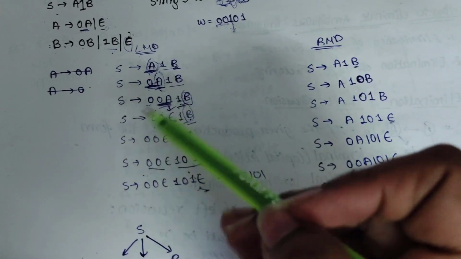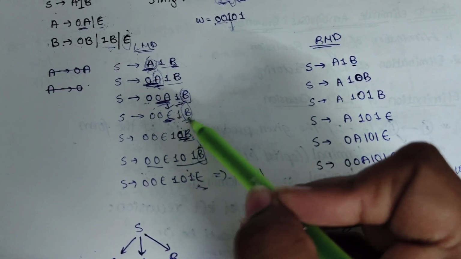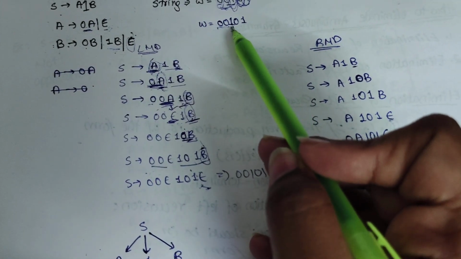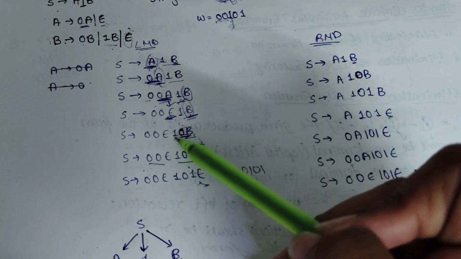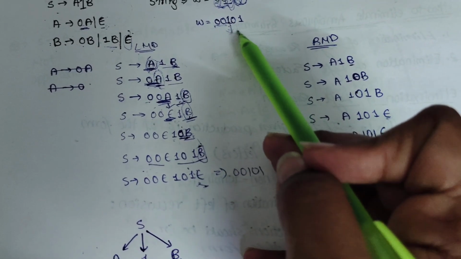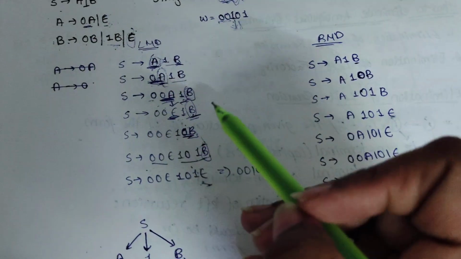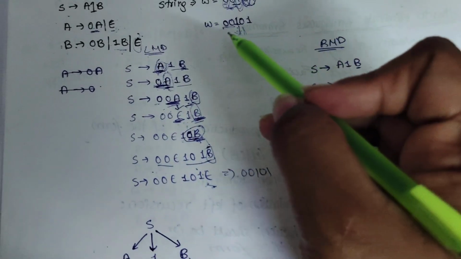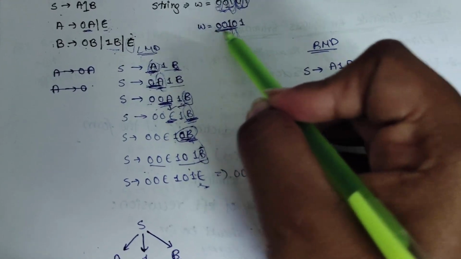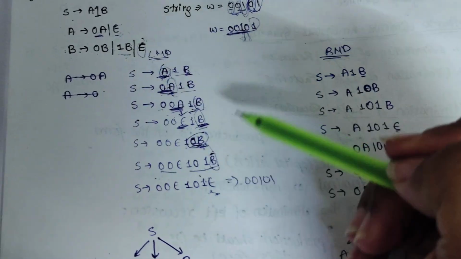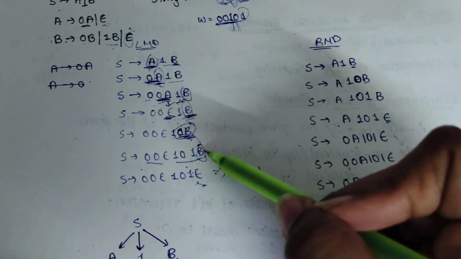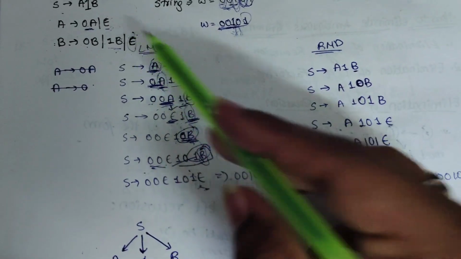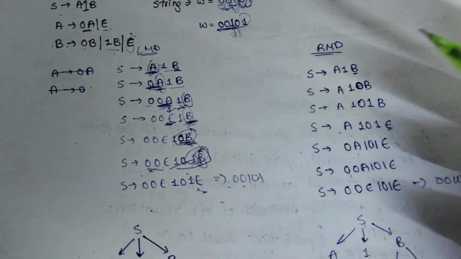Now we have 1. Just leave it as it is. We have B right now. What do you think we have to replace B with? Now we need 0. So we will replace B with 0B. And now we have another B. We got the string till here, 0, 0, 1, 0. We just need 1. So we'll replace B with 1B. We got this. So we got 0, 0, 1, 0, 1. Now this B is extra. We can replace it with epsilon.